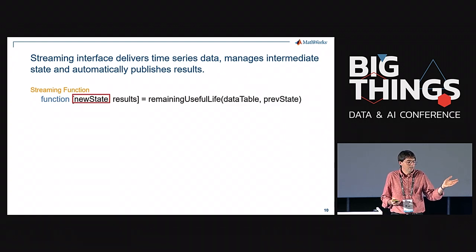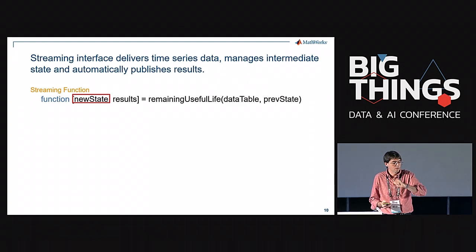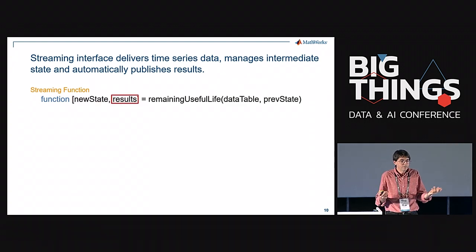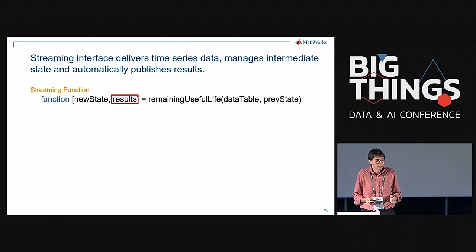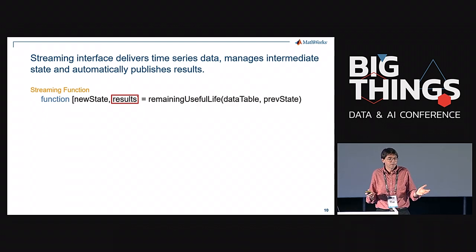The two outputs, this is the new state that we want to pass to the next iteration. And then, of course, the results, which in this case are the number of seconds of remaining useful life for this particular motor and the timestamp at which we perform the computation. So that was the interface. Now we can take a look at the body of the function.